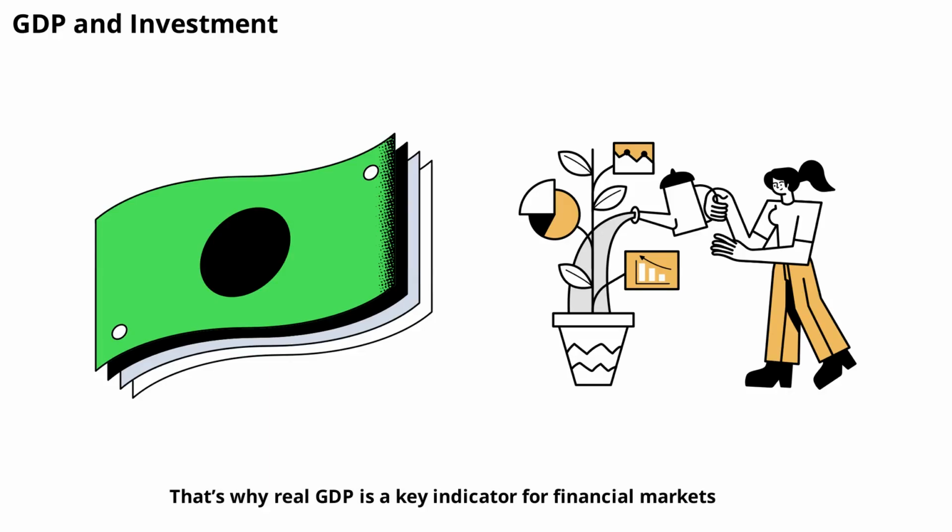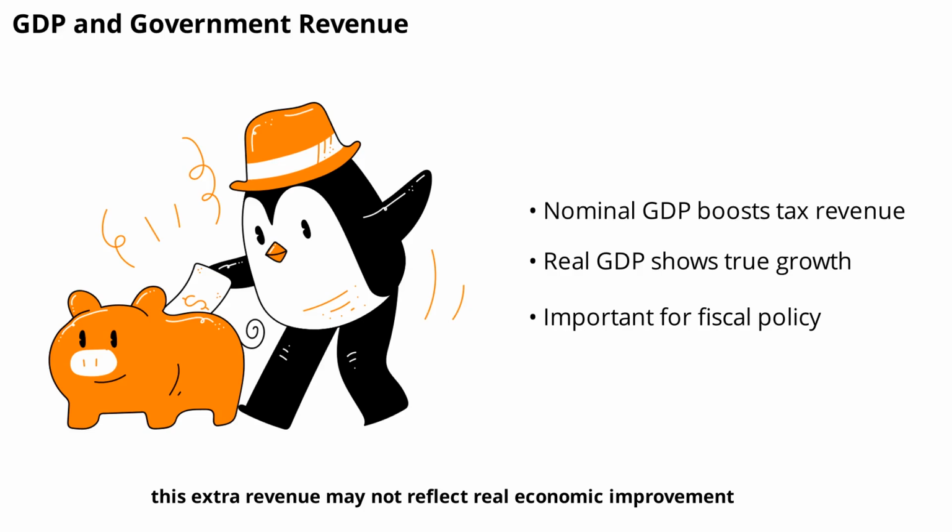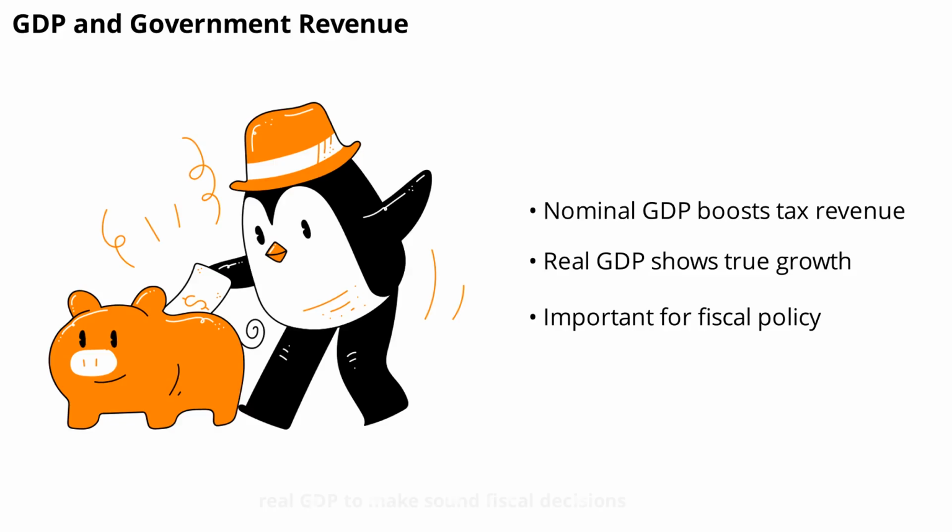That's why real GDP is a key indicator for financial markets. Government tax revenues often rise with nominal GDP, as higher prices lead to higher tax collections. However, if real GDP isn't growing, this extra revenue may not reflect real economic improvement. Policymakers need to distinguish between nominal and real GDP to make sound fiscal decisions.